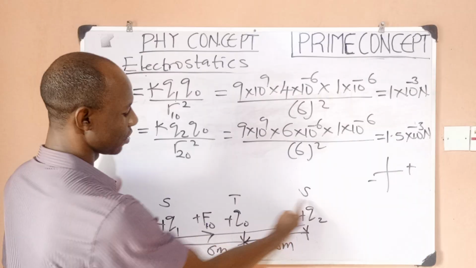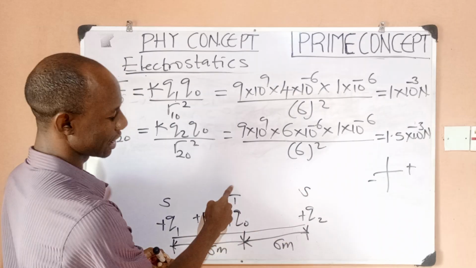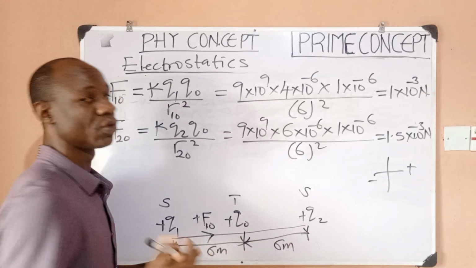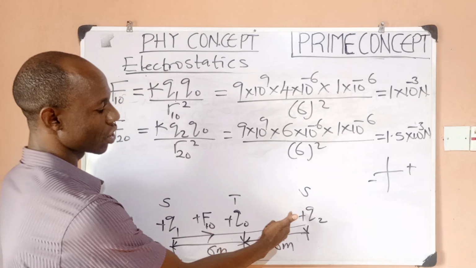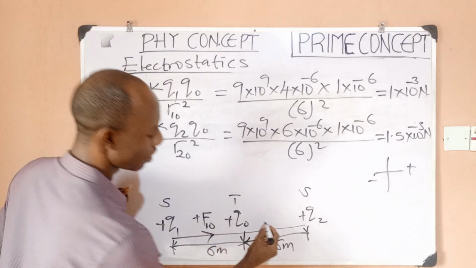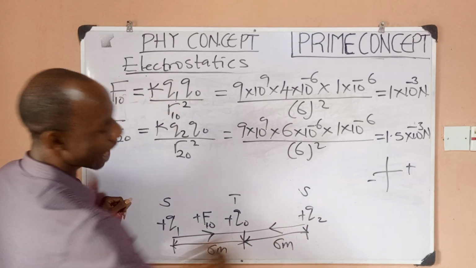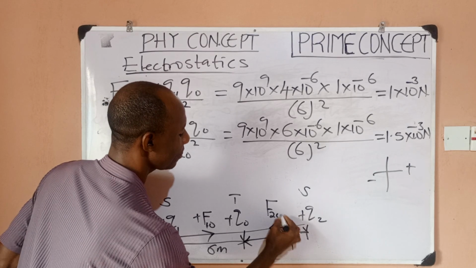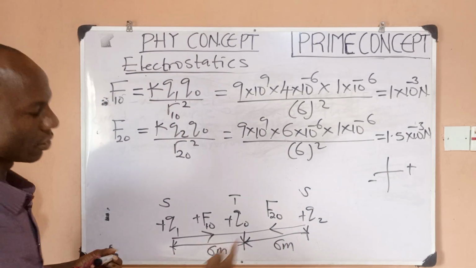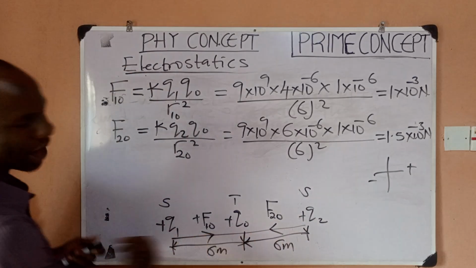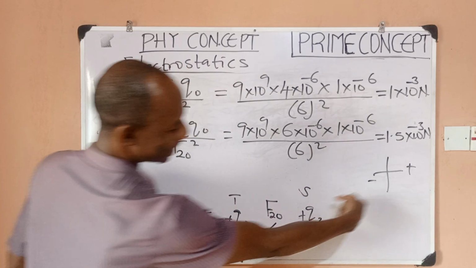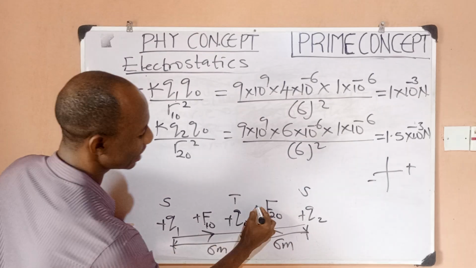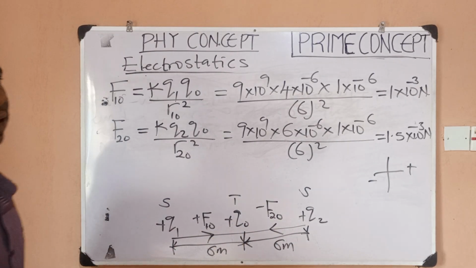Now let's consider these two. These are source, these are test. Both of them are positive, so it's a repulsive force. Repulsion will be away from the source, so it's going to point in this direction, away out of the source. This is F20. Now, if you notice, the force is pointing backwards, towards the negative. So it means that this force is negative, right?